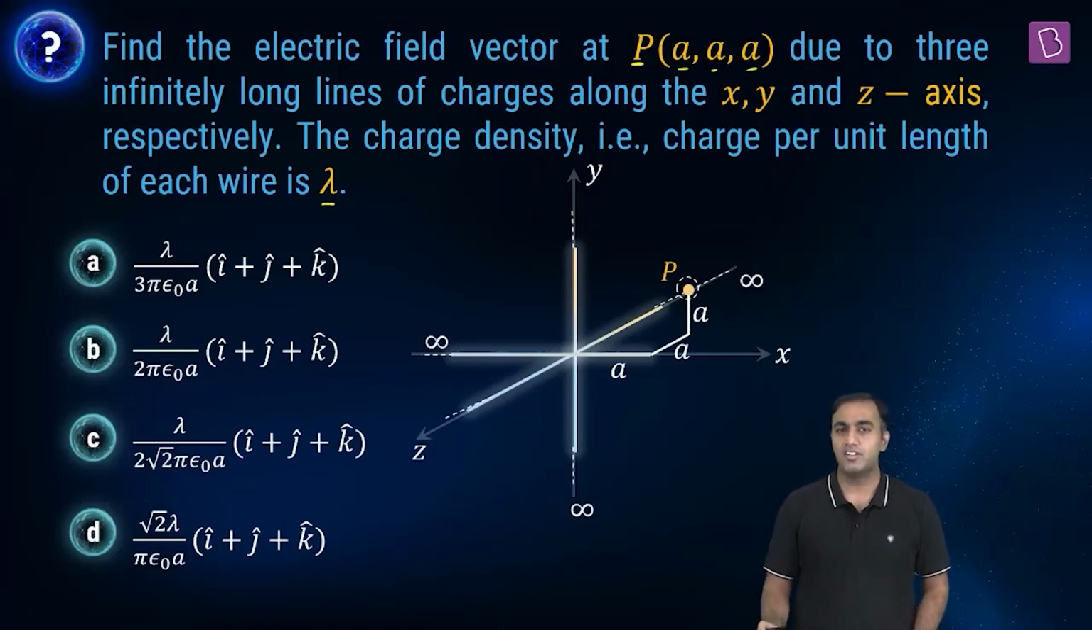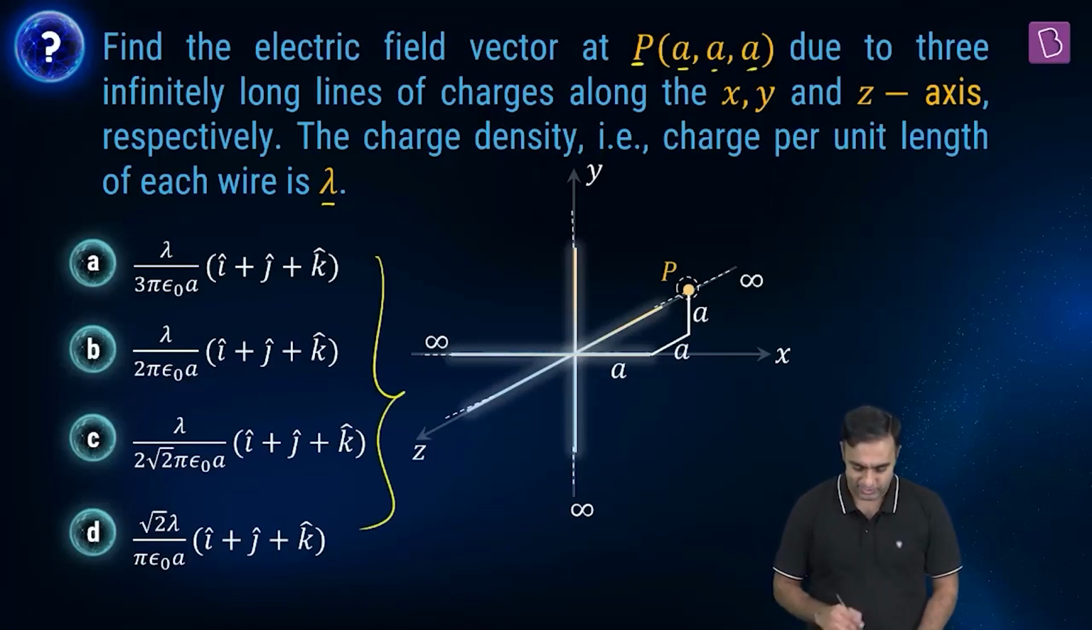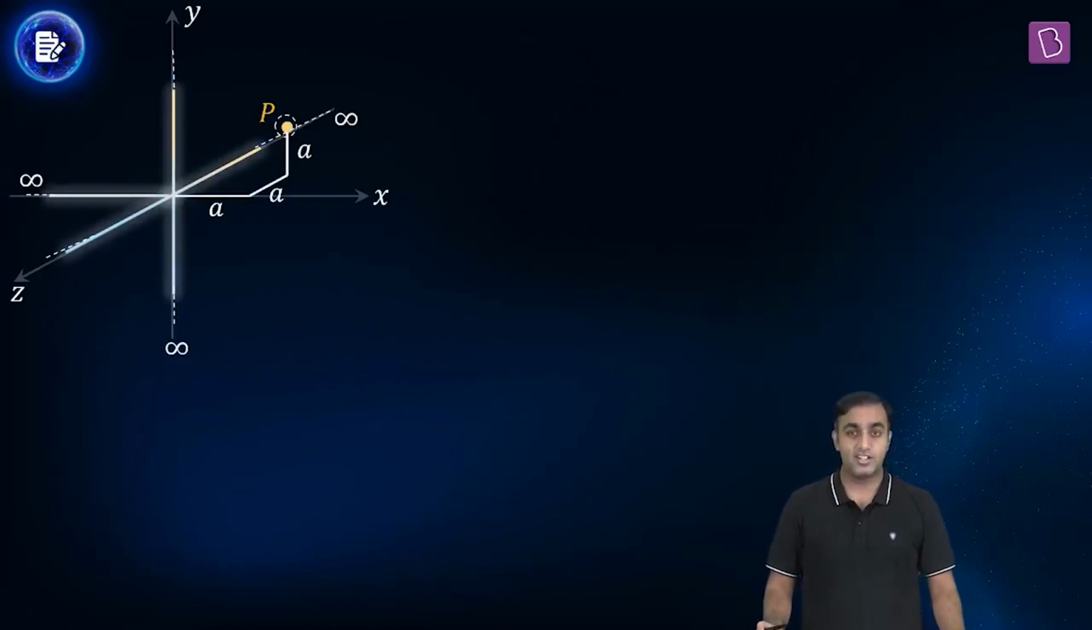What do you mean by that? In order to go to point P from the origin, you need to take the x-axis, travel a distance along that by A, then take the y-axis, travel by A, then take the z-axis, travel by A. That's how you reach that position. Now, look at the options given here. It appears tricky, but let me tell you it isn't. If you consider one line at a time, the job will be easy.